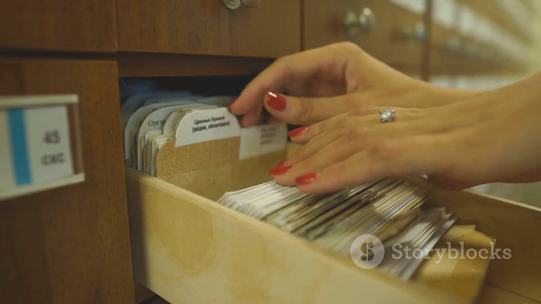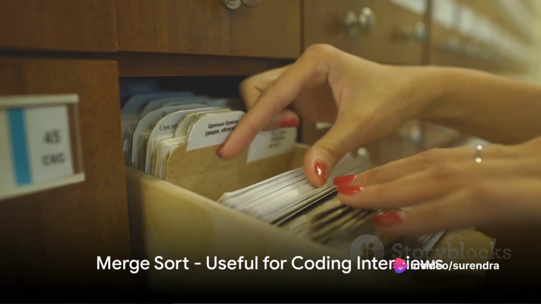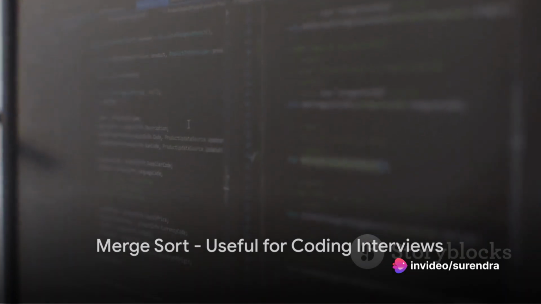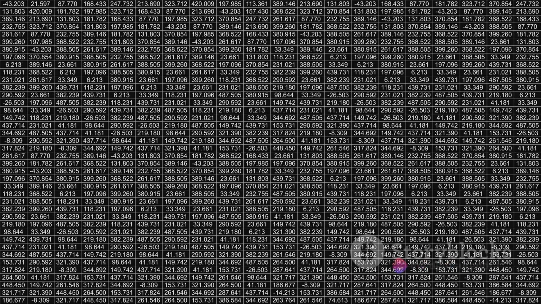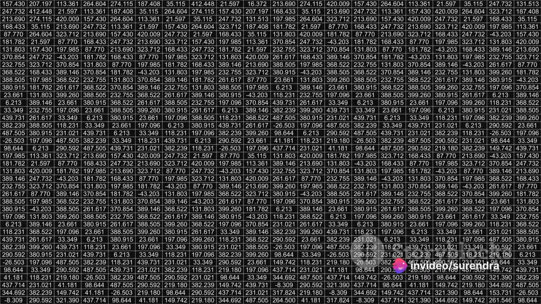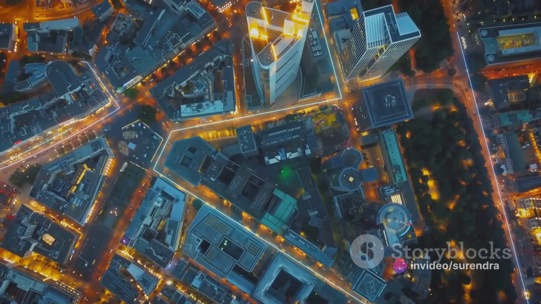If you're preparing for coding interviews or love solving algorithmic problems, merge sort can be quite useful. Many coding platforms like LeetCode often present sorting problems where merge sort can be a practical solution. For instance, consider a problem where you need to sort an array of integers in ascending order. Merge sort can efficiently tackle such problems with its divide and conquer approach.